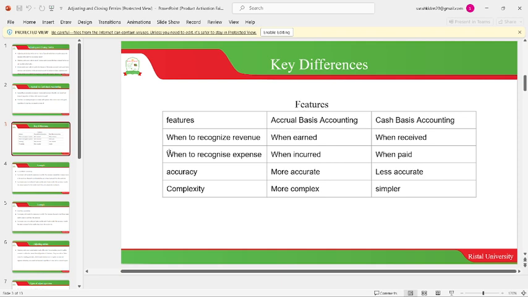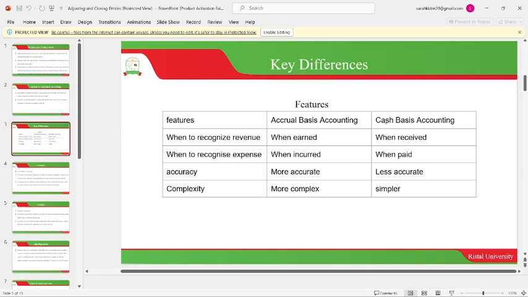Now, when we look at accuracy, accrual basis accounting is more accurate compared to cash basis, because every financial transaction that takes place, you have to record it. Every expense or revenue, when it is earned or incurred, you record it, so it becomes more accurate.